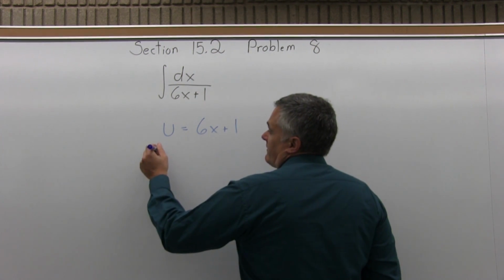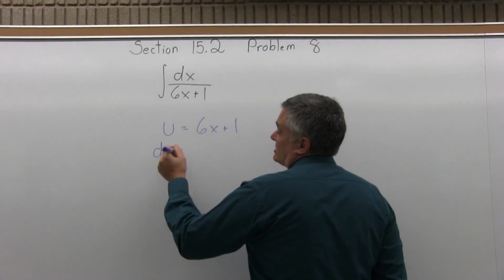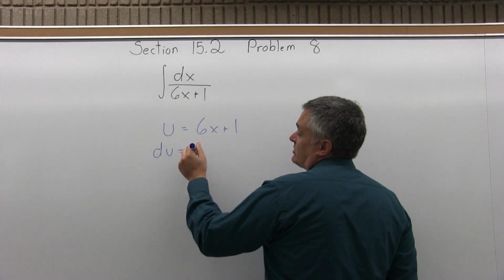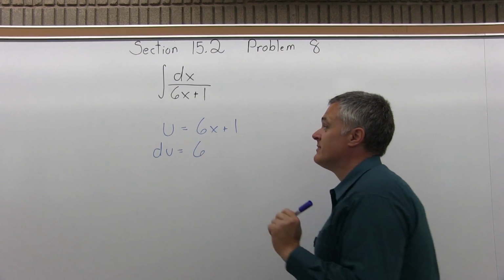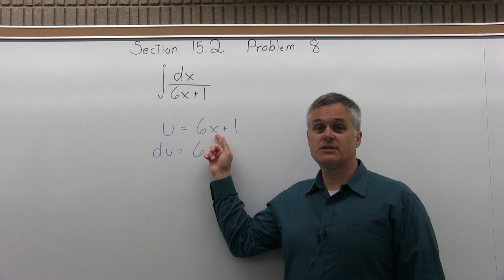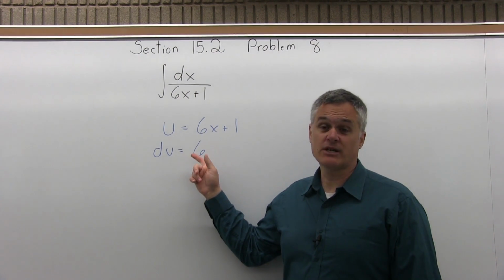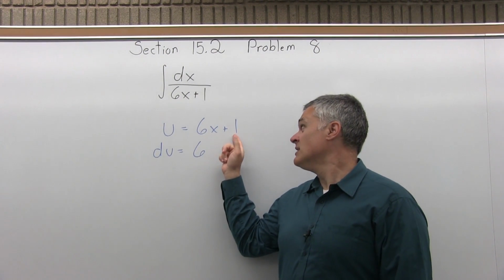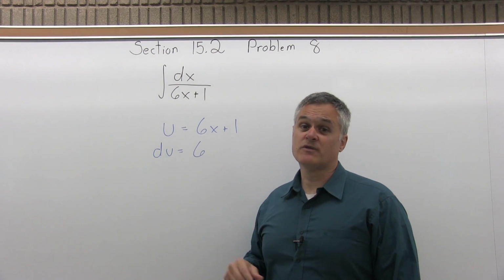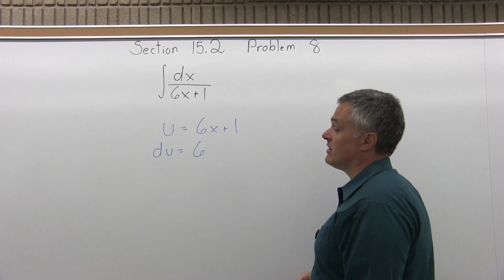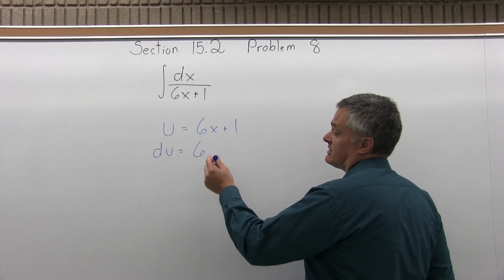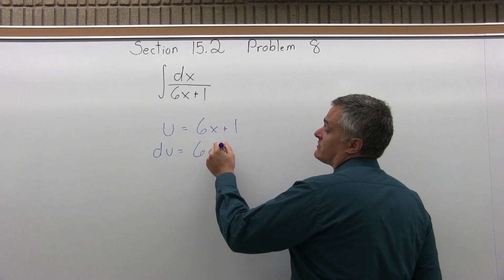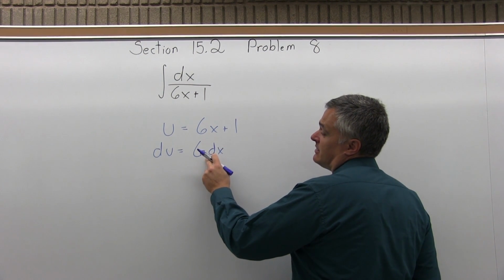So after that, we want to find du, which is the derivative of u. The 6x will give me a derivative of 6. Again, when I have an x to the first, the derivative is the number in front of the x, which in this case, positive 6. The plus 1 has a derivative of 0. So it's really 6 plus 0, which can be simplified to 6. And at the end, you put a dx for derivative with respect to x.